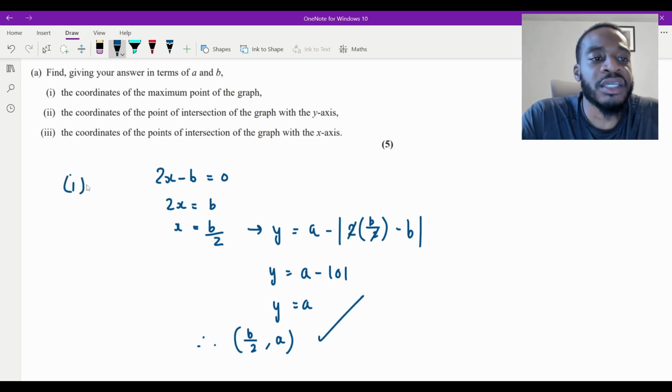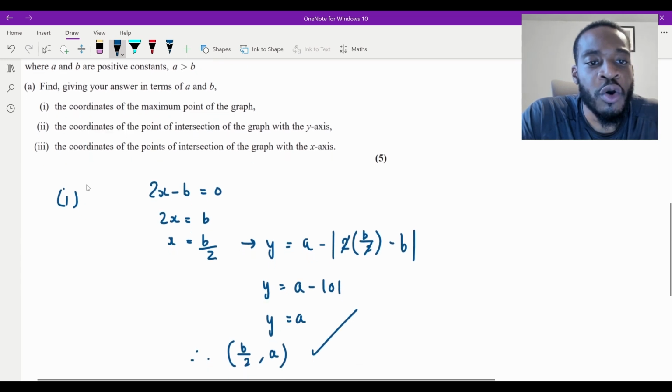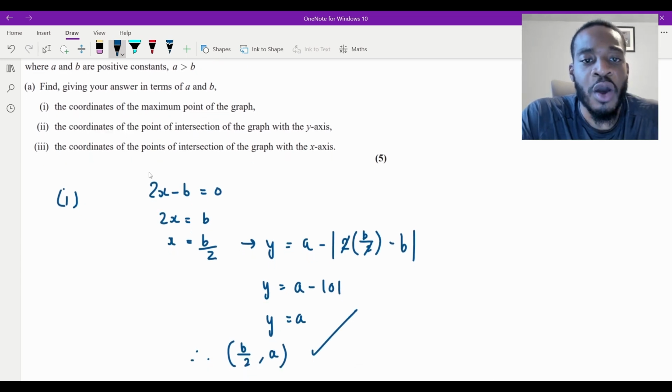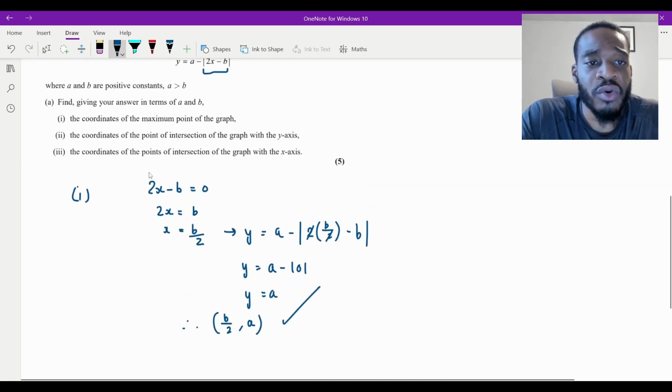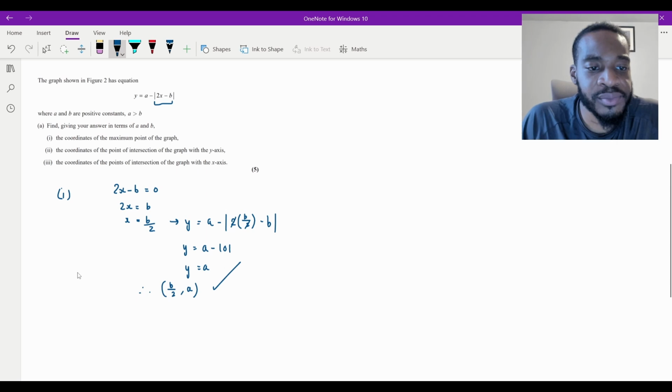Now, double I says the coordinates of the point of intersection of the graph with the y-axis. Now, when you're on the y-axis, x is equal to 0, isn't it? So what I'm going to do is make x equal to 0 there. So for double I, I'm going to say x is 0. So I plug in x equals 0 into there.